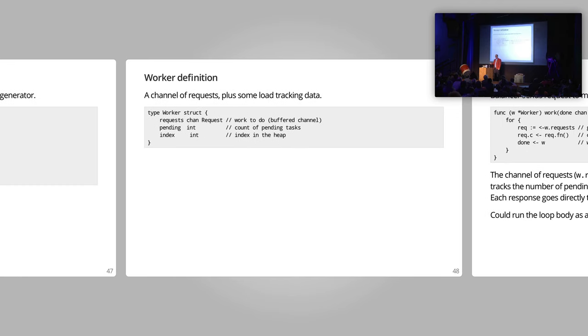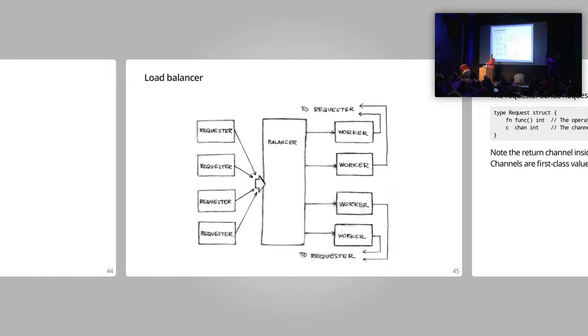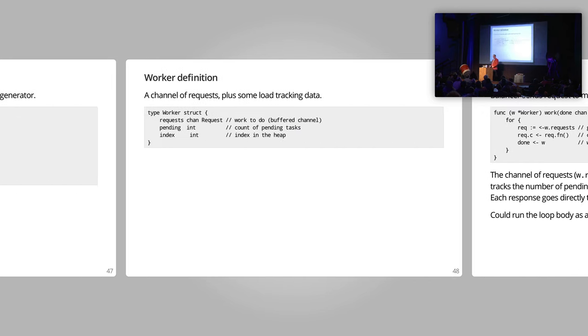And then the worker, which is on the other side of this picture. Remember, we've got requesters delivering data to the balancer, which is the last thing I'm going to show you, and workers on the right. What the workers have in them is a channel of incoming requests and then a count of pending tasks, which is going to represent the load that worker has, the number of tasks he's actually got busy, and then an index, which is part of the heap architecture, which I'll show you in a second.